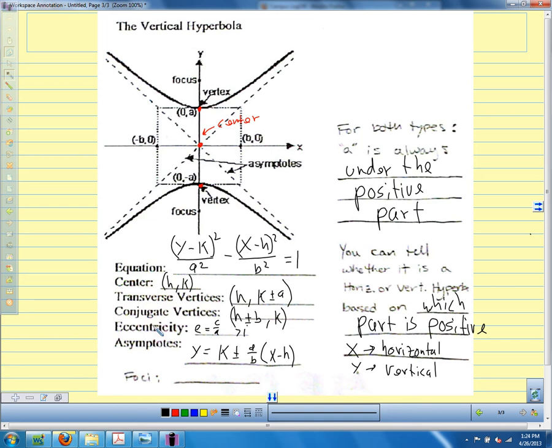The foci: c tells us how far from the center to move to get to the foci. Here we're moving up and down from the center, so our foci are h, k plus or minus c. We're moving up and down from the center to get to the foci for a vertical hyperbola. And again, for all hyperbolas, c squared equals a squared plus b squared.